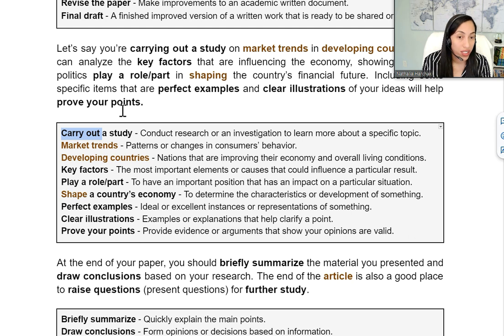So when you talk about research or studies in general, you can use the word conduct or the phrasal verb carry out. Okay, so to conduct research or an investigation to learn more about a specific topic. So if you do that, you're carrying out a research or study. By the way, research is uncountable, okay? There's no such thing as researches. So research.